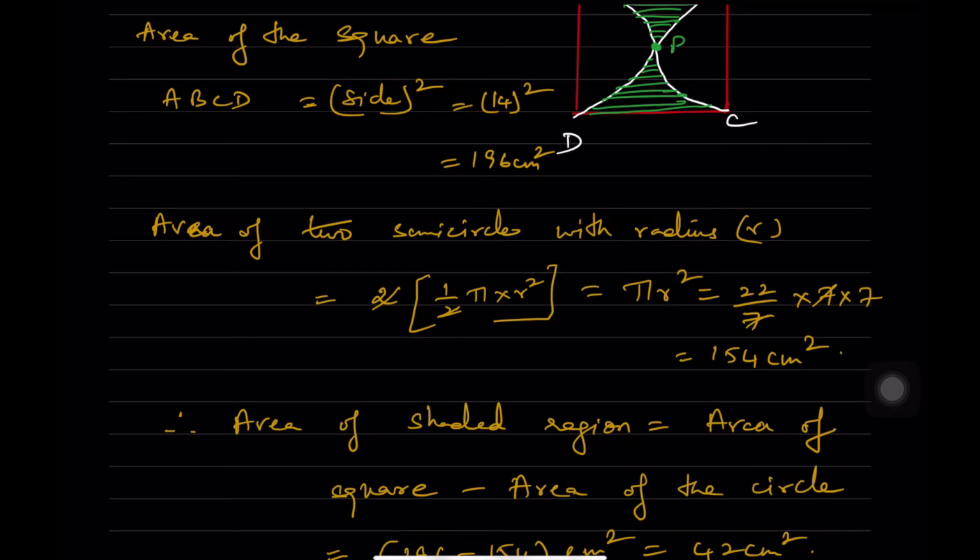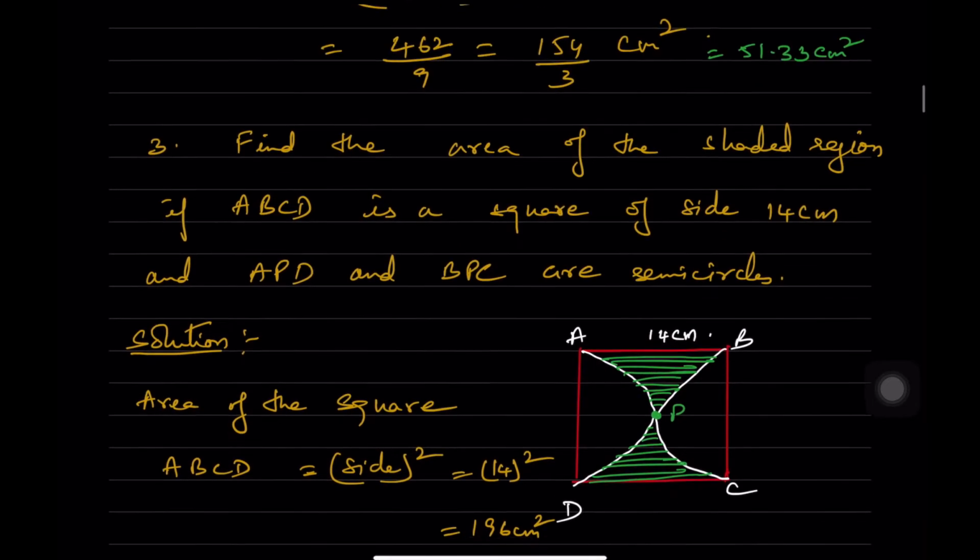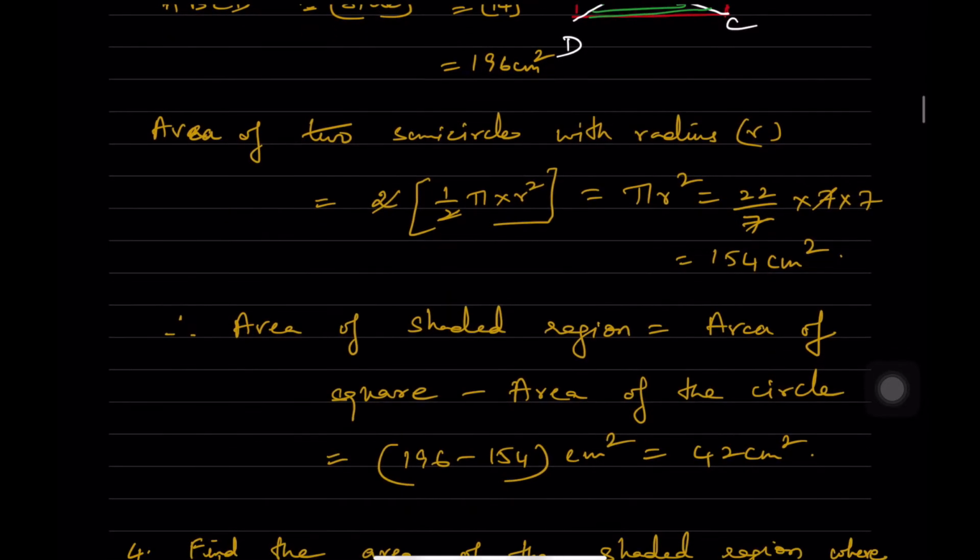Now area of two semicircles, that is area of one single circle, which is equal to 2 into 1 by 2 pi r square, that is pi r square, which is equal to 22 by 7 into 7 into 7, that is equal to 154 centimeter square. So therefore area of shaded region is equal to area of the square minus area of the circle.